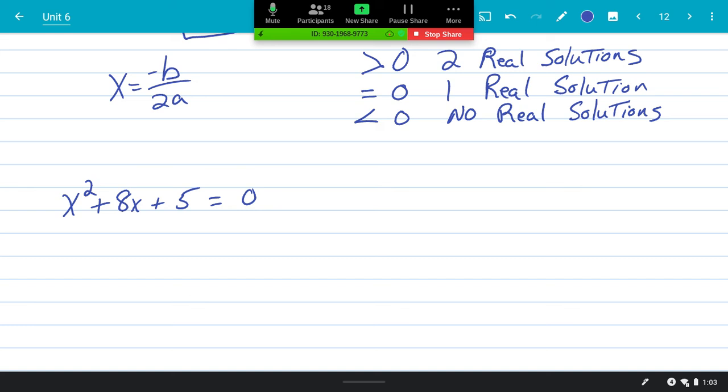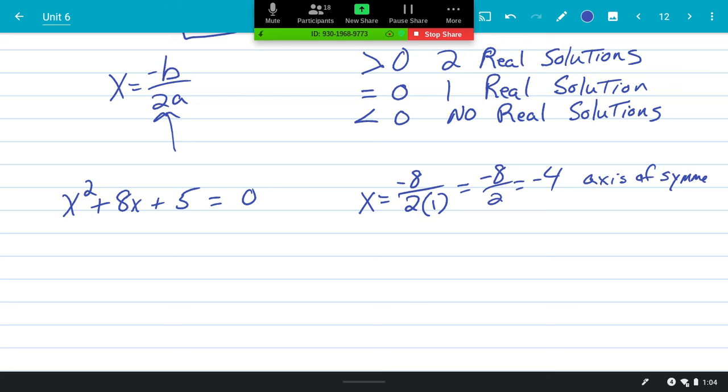Before I even get into solving it, what would my x value be of my vertex? Well, that's where I would use that formula. So here it would be x equals the opposite of b, which is negative 8, over 2 times a, and a is 1 in this case. So it would be negative 8 over 2, or negative 4. So my axis of symmetry, hadn't heard that word in a while, right? My axis of symmetry will be x equals negative 4.